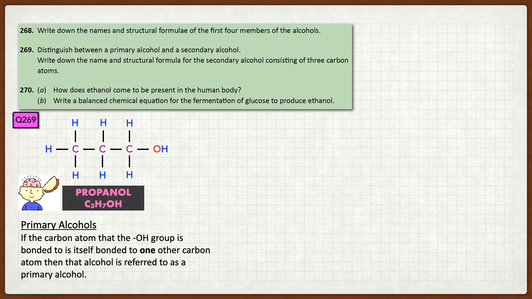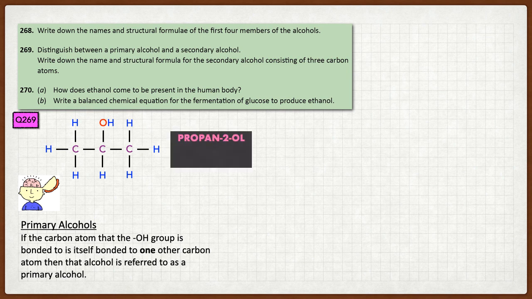Now, if I switch the OH group with either this hydrogen here or that hydrogen down there, well, you can see I get a different scenario altogether. Now the carbon atom that's bonded to the OH group is itself bonded to two other carbon atoms. Here it is, there's the first one, there's the second one. That therefore is called propan-2-ol. It has the same molecular formula, C3H7OH.